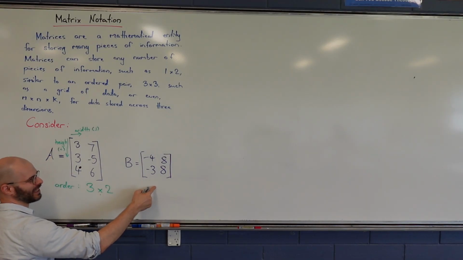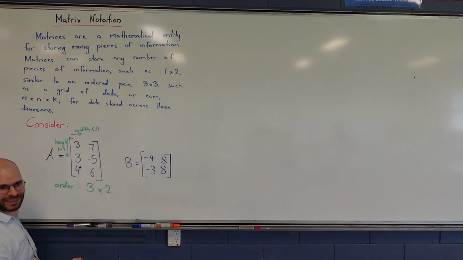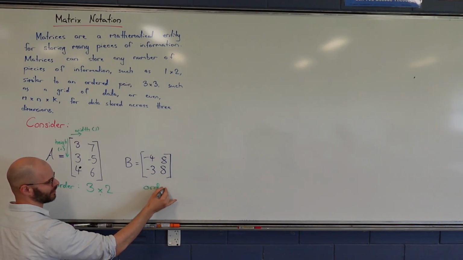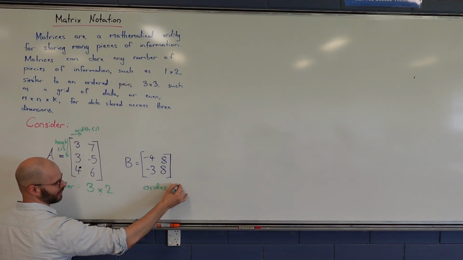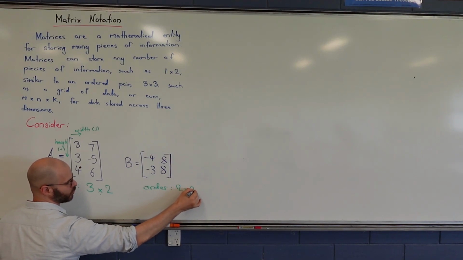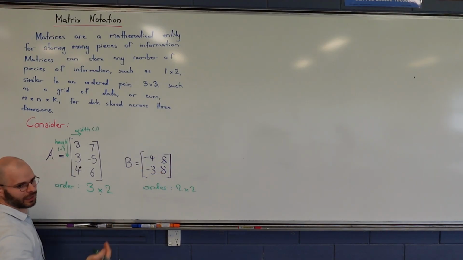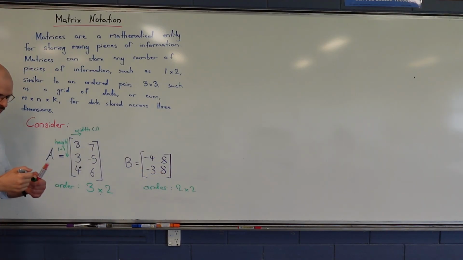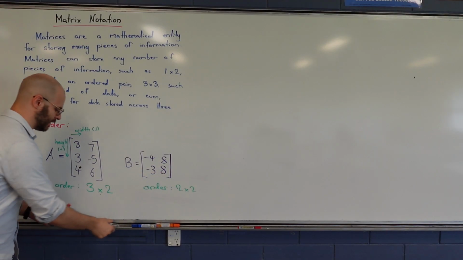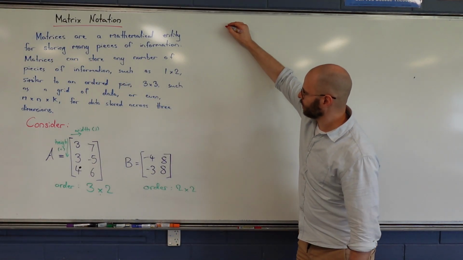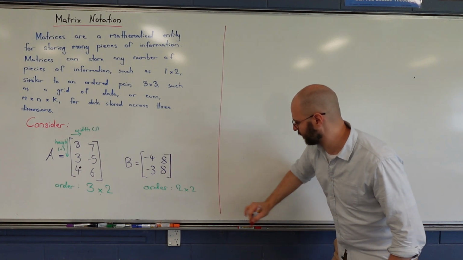All right, now looking at this, what would the order of this matrix be? 2, 2. Why? Because it's 2 rows and 2 columns. Yeah, it's always rows by columns. How many rows are there? How many columns are there? Does that make sense so far? So what we're really knuckling down on in this lesson is just the notation. We're not even really operating on these.